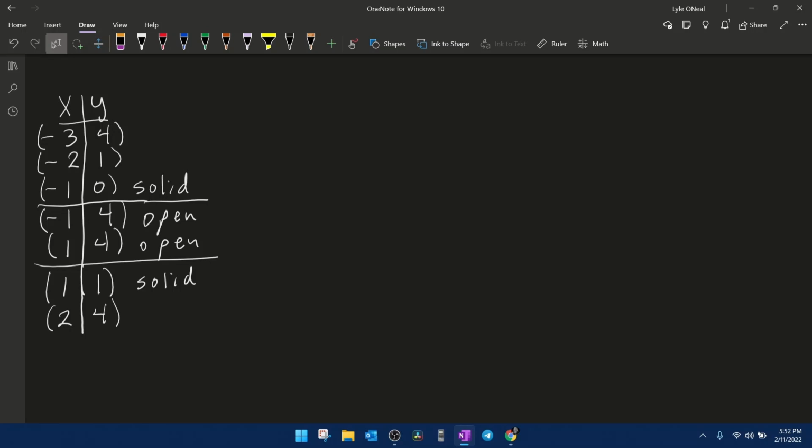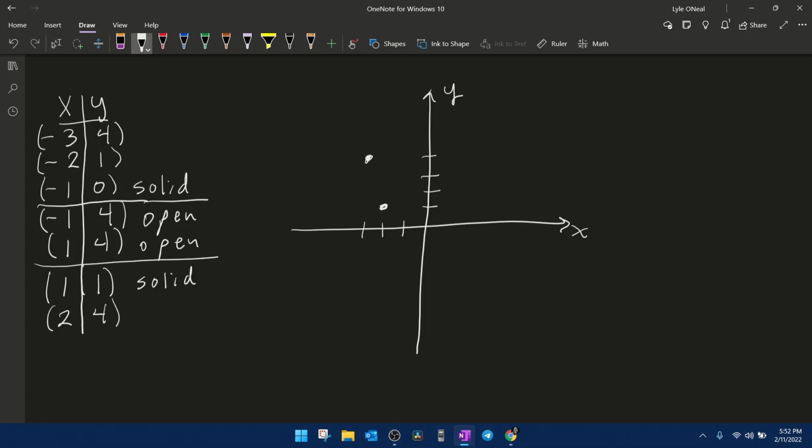Now I should have enough information to sketch an accurate graph of this piecewise function. Going to the xy coordinate system, plotting our points, we're going to have -3, 4, -2, 1, and -1, 0. Remember, that is a solid dot. Also remember that this top piece is quadratic, so we will expect a parabola.